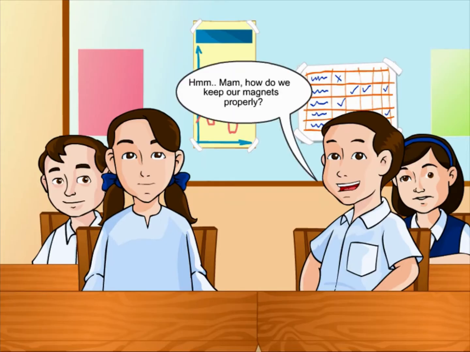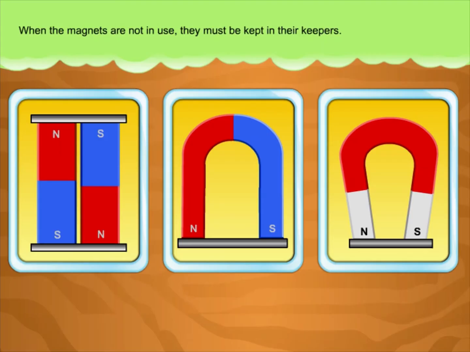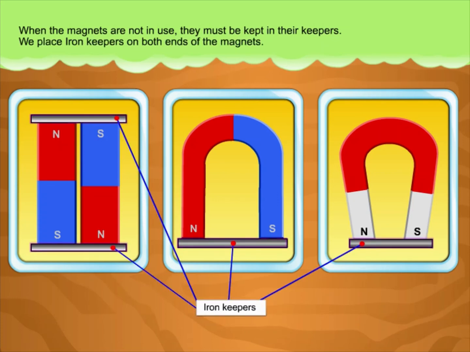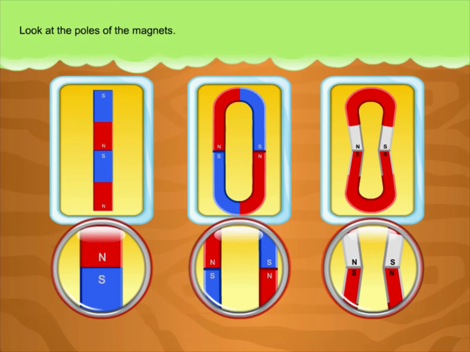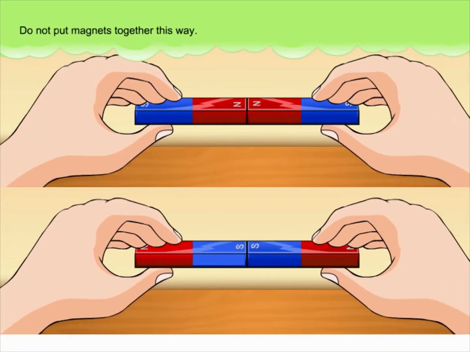Cikgu, how do we keep our magnets properly? When the magnets are not in use, they must be kept in their keepers. We place iron keepers on both ends of the magnets. Look at the poles of the magnets. You must keep the magnets this way. Do not put magnets together this way.